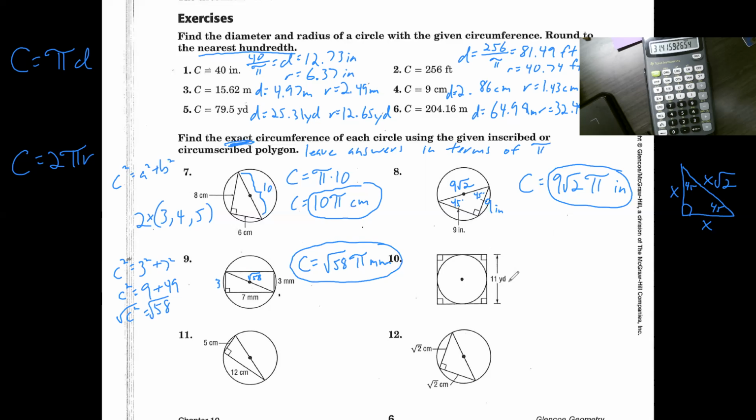On number 10, we have a square. All right, they showed we had all these are right angles, and they told us the length of this was 11. Now, that 11, what is that acting as actually for the circle?